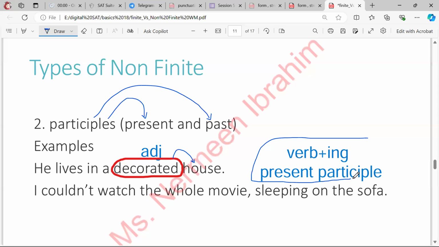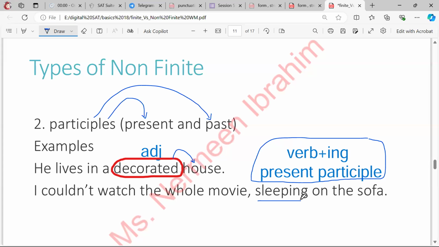Oh my God. Verb plus ing? You've just said, yeah, teacher, and verb plus ing is a gerund. Why are you saying that verb plus ing is present participle now? I'll tell you. Look at the second example. I couldn't watch the whole movie sleeping on the sofa. Sleeping on the sofa. So sleeping here is a gerund or a present participle? It's a present participle.